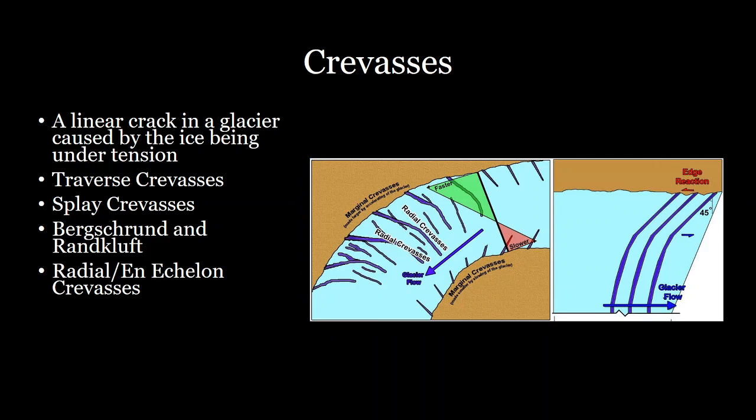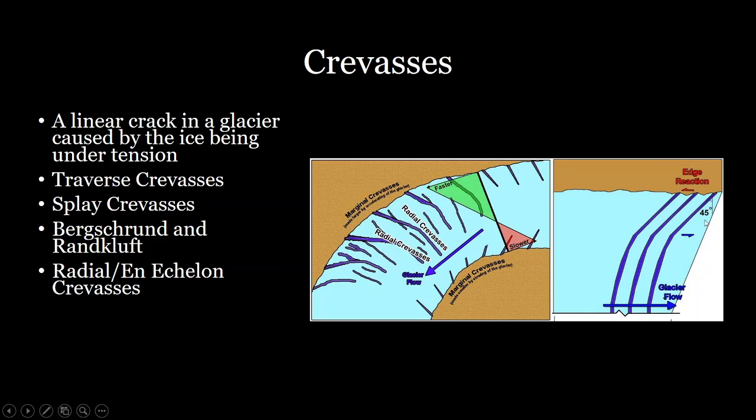Next, we have radial or en echelon crevasses. These are crevasses formed when a glacier slides past a rock surface or curves. You can see here that this glacier is curving to the left, and as a result, there's tension on the right side of the glacier, as that part of the glacier has to move faster than the inside of the curve. And as a result of that tension, you have crevasses all along perpendicular to the flow.